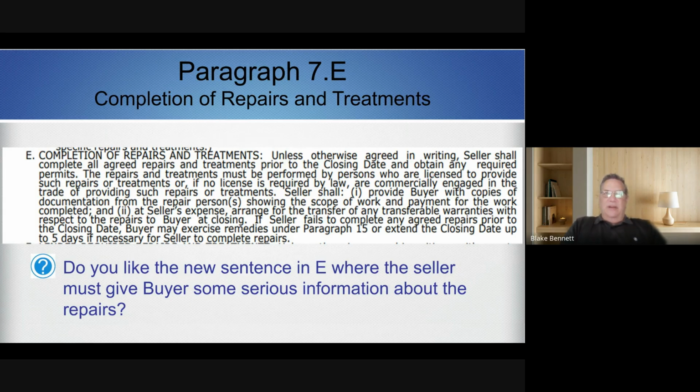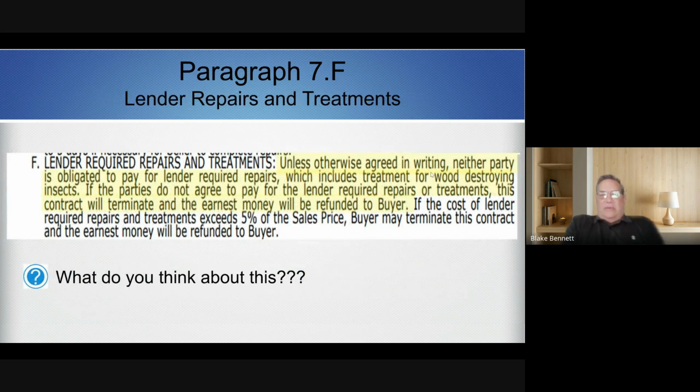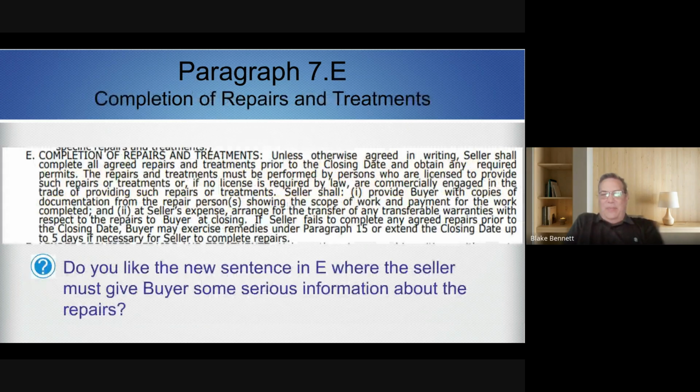This is one that I can tell you a lot of people in the country are going to have problems with. Right there, paragraph 7F says, unless otherwise agreed in writing, neither party is obligated to pay for lender required repairs, which includes treatment for wood destroying insects. If the parties do not agree to pay for the lender required repairs or treatments, this contract will terminate. So in other words, if the lender requires a repair, buyer can say no, seller can say no, and the contract terminates.